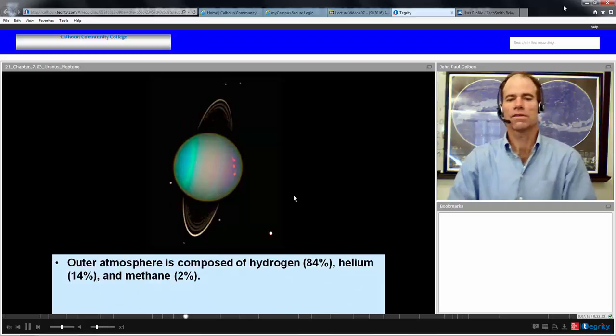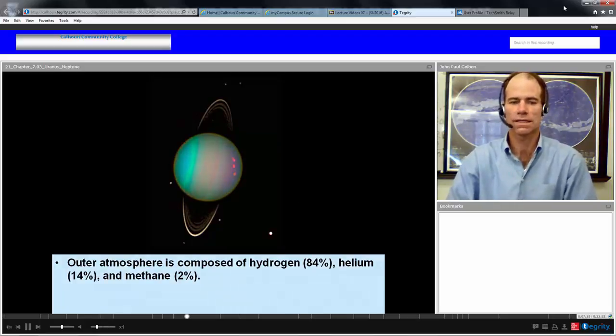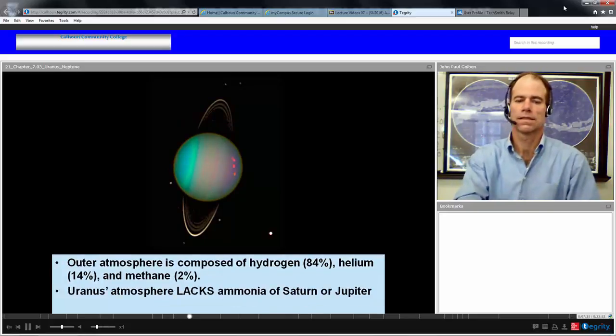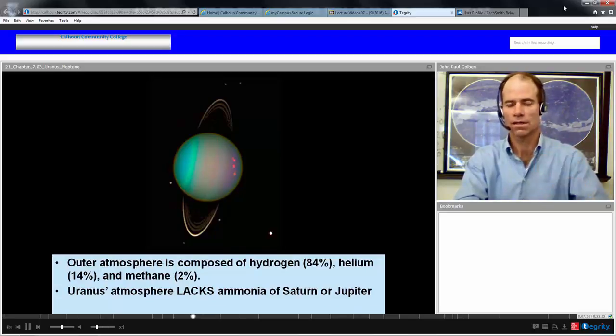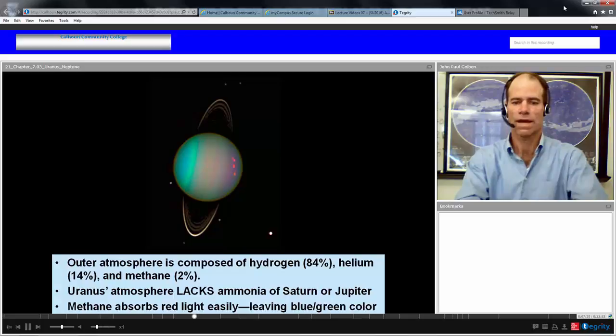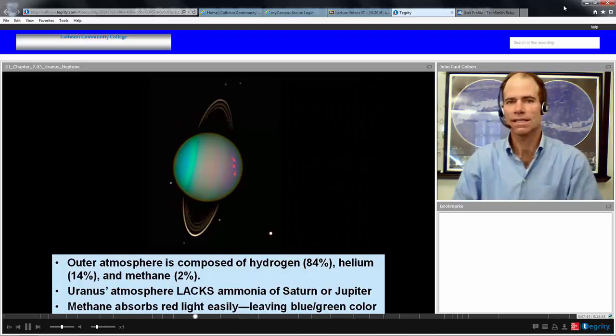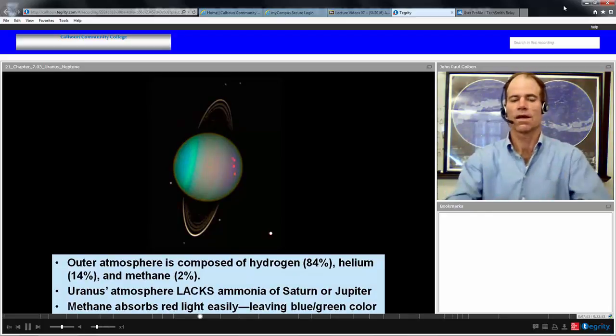The outer atmosphere of Uranus is comprised of hydrogen, 84%, helium, 14%, and methane, 2%. Uranus's atmosphere lacks the ammonia of Saturn or Jupiter, so it doesn't have the ammonia hydrosulfide, the brown bands. The methane absorbs red light easily, leaving a bluish-green color. So the general hue of Uranus, and as we will see for Neptune, is this bluish-green color, due to the fact that it has enough methane in its atmosphere to absorb red and give off blue-green.